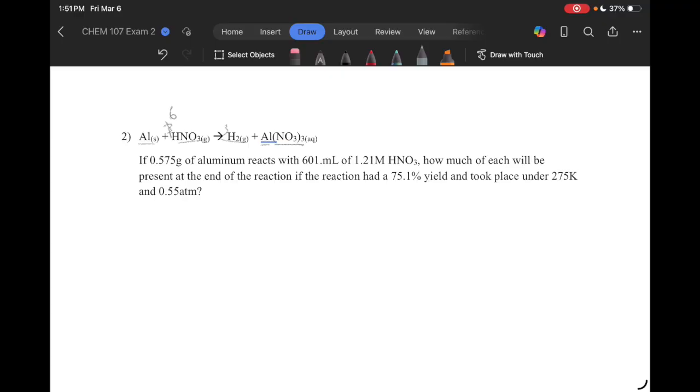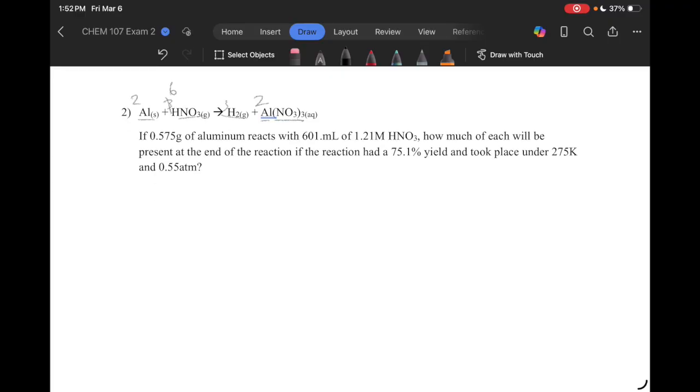Okay. Now we have 6 NO3s, but we only have 3 here, so 6 divided by 3 is 2. So we're going to go ahead and double this. Okay, so now we have 2 aluminums. We only have 1 aluminum here, so we're going to go ahead and double that. So now 2 aluminums on the left side, 2 aluminums on the right side. 6 hydrogens on the left side, 6 hydrogens on the right side. 6 NO3s on the left side, and 6 NO3s on the right side. So we have a balanced equation now.